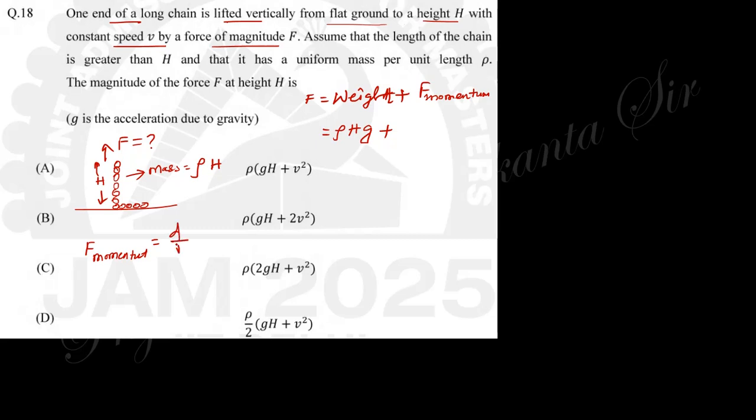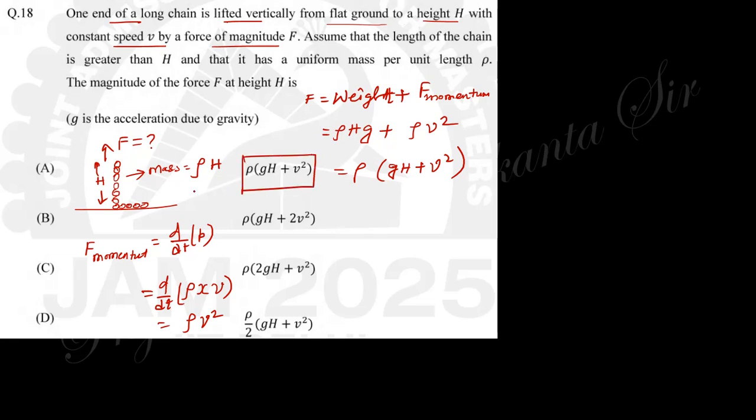Equal to dp/dt. P is momentum. What will be the momentum? Momentum equals mass into velocity, and mass is rho x, so p = rho x v. So dx/dt is again v, so this becomes v square. So this is rho v square. If you take rho common, it becomes rho (g h + v square). So option A is the correct answer. Clear? Next question.